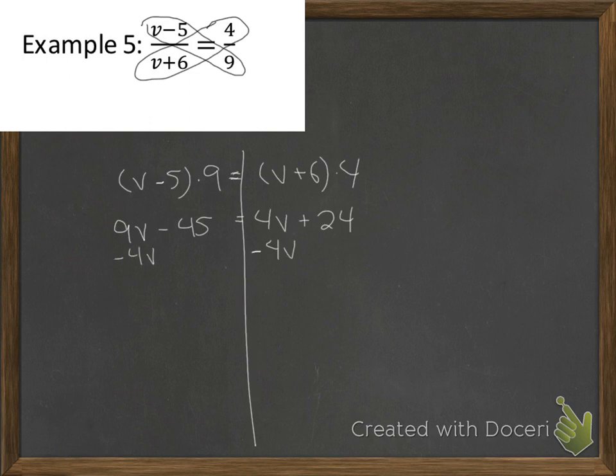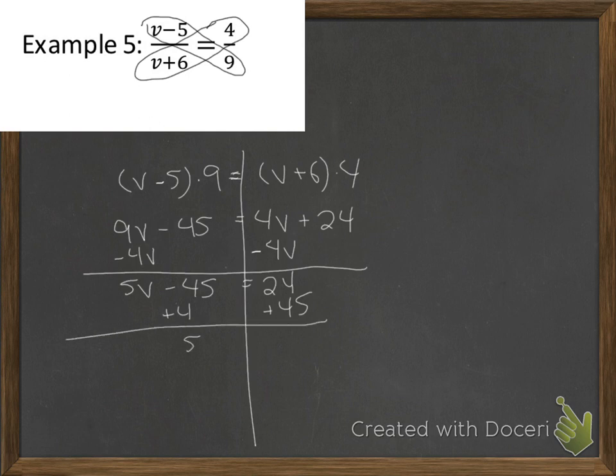I personally like to do that so that, if I can, the coefficient of my variable stays positive. So I'm going to subtract 4v from both sides. Then I'm going to add 45 to both sides, it looks like. So it looks like we have 5v is equal to 69. It's an equal sign there. That's not a very nice number, but that's okay. We can just divide by 5. 69, I believe, is not divisible by 5, so it cannot be reduced, is my point. So I'm just going to leave it as 69 over 5.